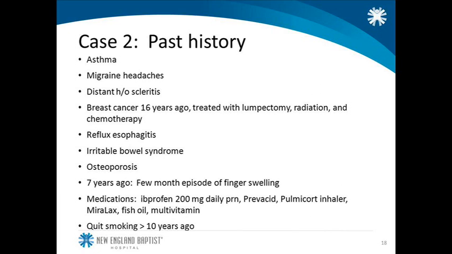So back to my patient, her past medical history included asthma and migraine headaches. She had a distant history of scleritis, or eye inflammation. She was treated for breast cancer 16 years previously. She also had a history of reflux esophagitis, irritable bowel syndrome, and osteoporosis. Interestingly, 7 years previously, she had a few-month episode of finger swelling that she described as similar to what she was now experiencing. Her medications included low-dose ibuprofen, and she had quit smoking about 10 years ago.